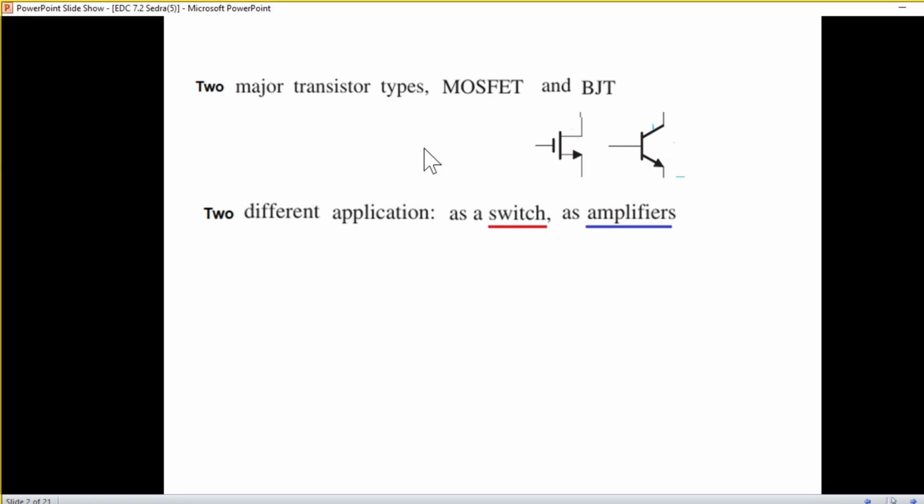First of all, in the introduction, he's talking about the two types of transistors, MOSFET and BJT, and also he's explaining that the two types of transistors can be used either as a switch or amplifier. So both of them can be used as a switch or amplifier depending on the design parameters.